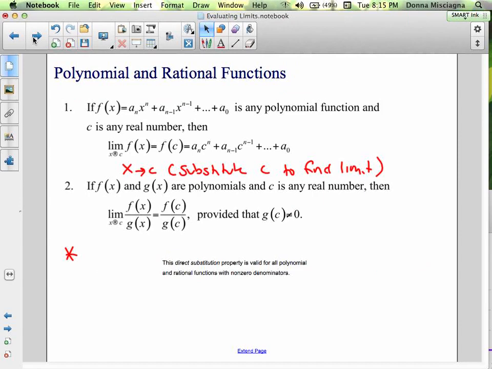They're continuous everywhere. If f of x and g of x are polynomials and c is any real number, then you can again use direct substitution. The limit of the function is going to be equal to the value of the function, provided that the value of the denominator does not equal 0. So the direct substitution property is valid for all polynomial and rational functions with non-zero denominators. So long as your denominator is not 0, you can use direct substitution.